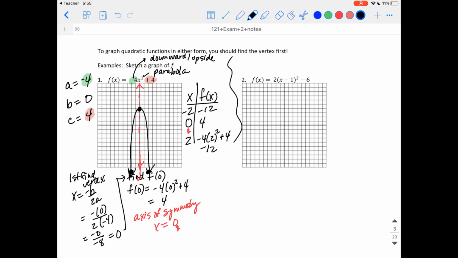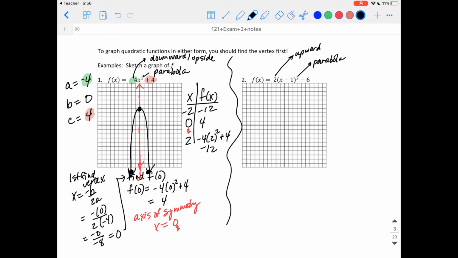Okay. Second graph. f of x is equal to 2 parentheses x minus 1 squared minus 6. Again, highest power is a 2. This is a parabola. My a is a 2, so it's going to be an upward pointing parabola. I'm not going to write it down.